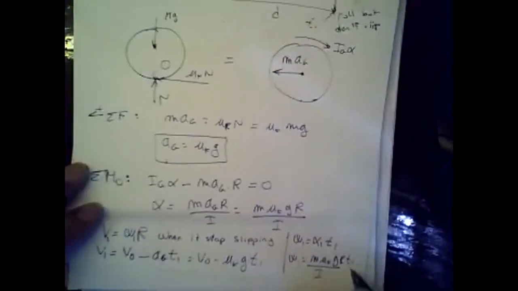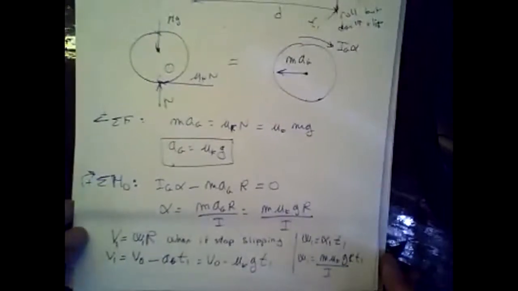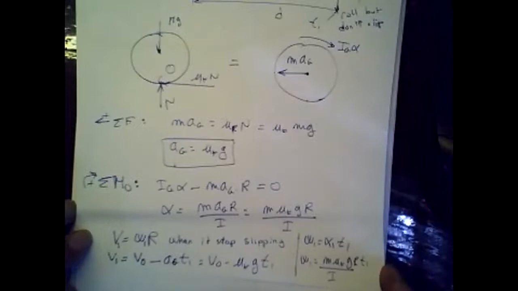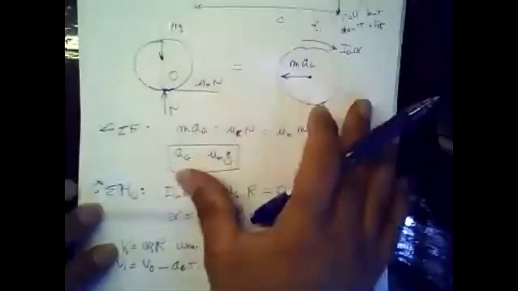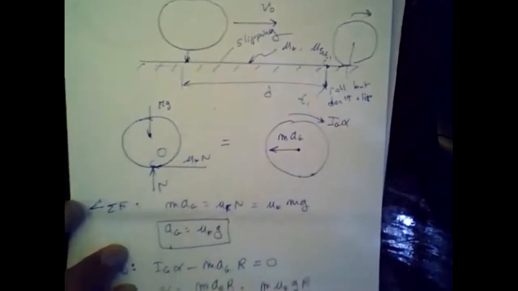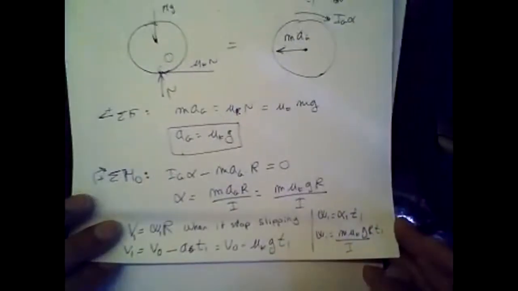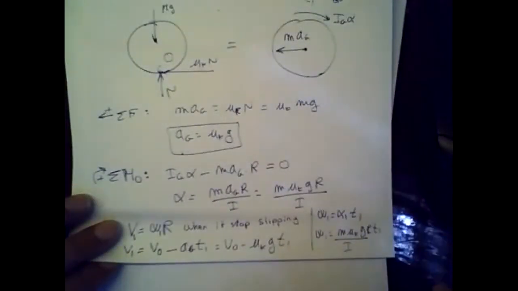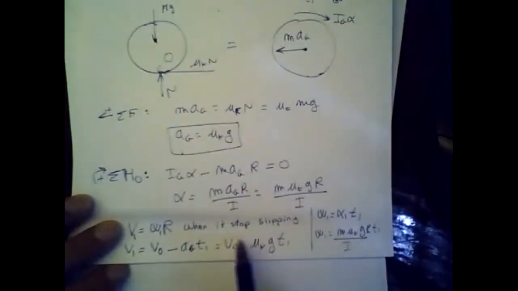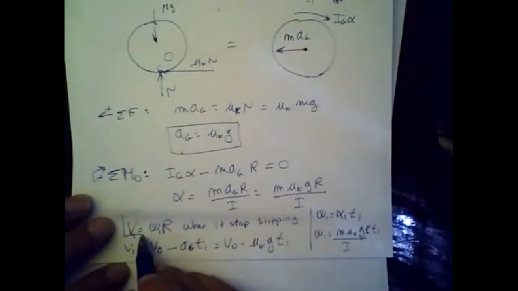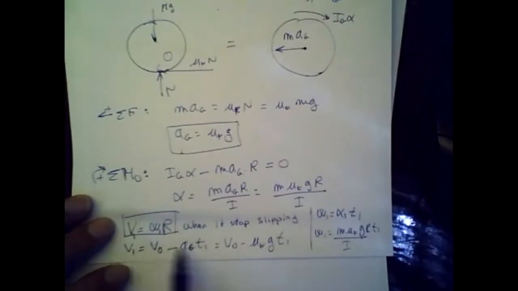So how can I solve for the time t1? Plus omega 0. There is no omega 0 because when you throw the bowling ball initially, it had no rotation. So how can I solve for the time t1? Well, we have omega 1, so we have this. If you use this equation, you will be able to solve for t1.